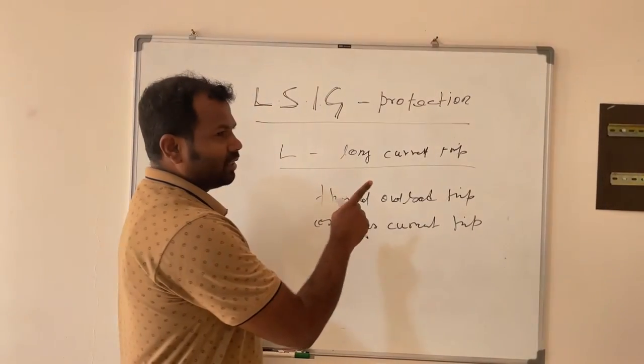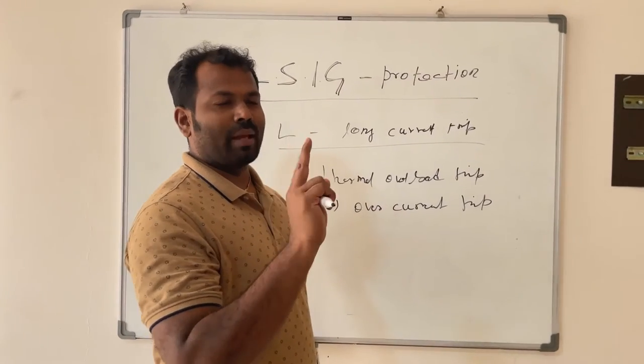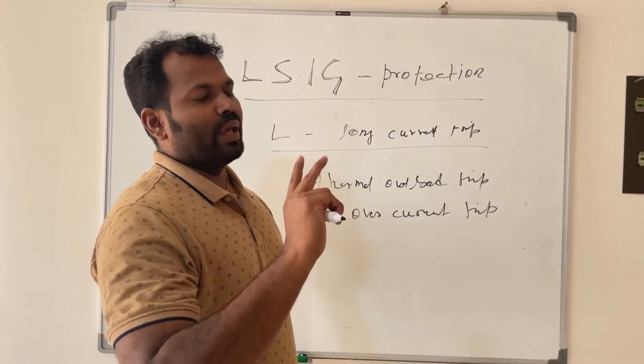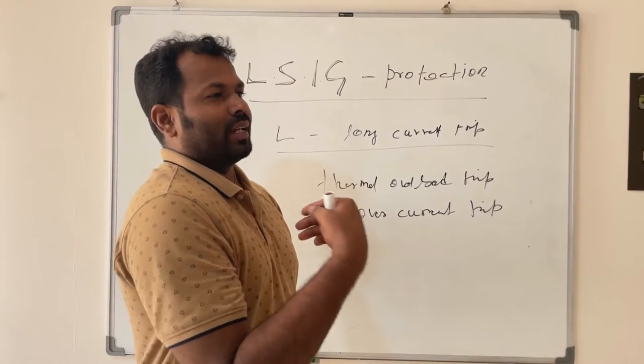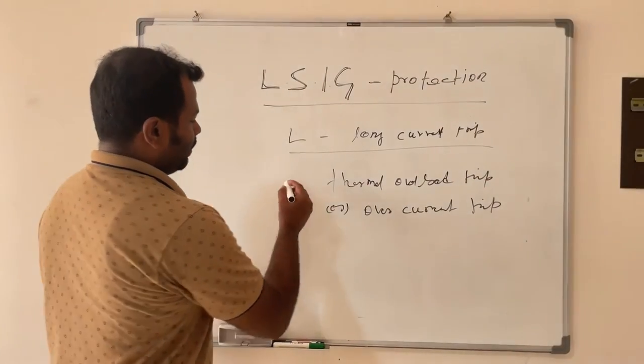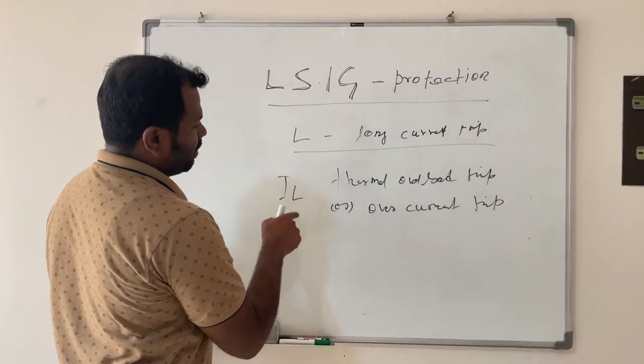This current setting is available in two types: one with constant time delay, another with adjustable time delay. So we can select the equipment exactly as we want. This type of current tripping is mentioned as IL. I means current, L means long current.